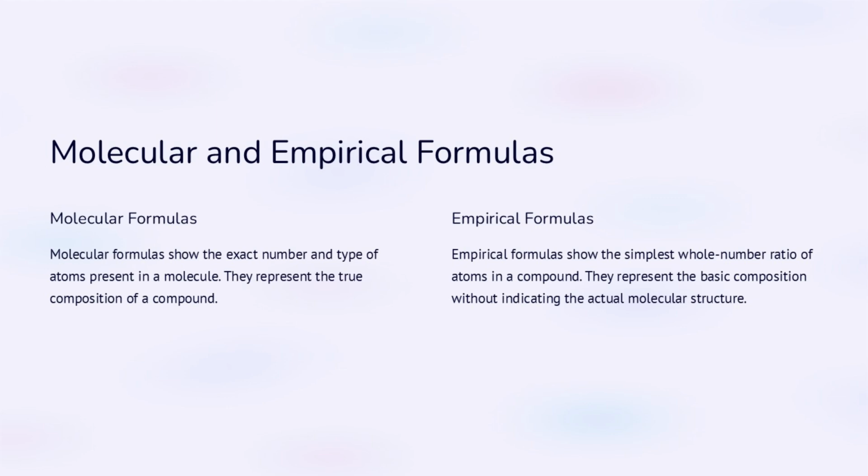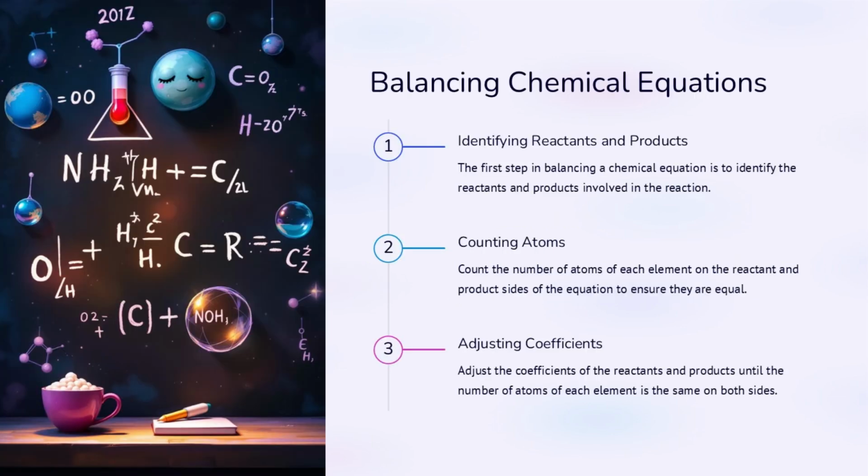The goal of balancing chemical equations is to ensure the number of atoms of each element is the same on both the reactant and product sides. The first step is to identify the reactants and products involved in the reaction. Next, we'll count the number of atoms of each element on both sides to make sure they're equal. If they're not equal, we'll adjust the coefficients of the reactants and products until the number of atoms balances out. Balancing equations is a crucial skill in chemistry, as it allows us to accurately represent chemical reactions and understand the underlying processes.